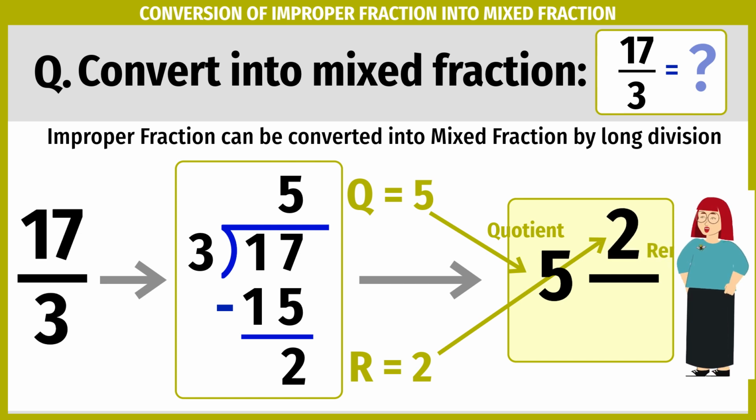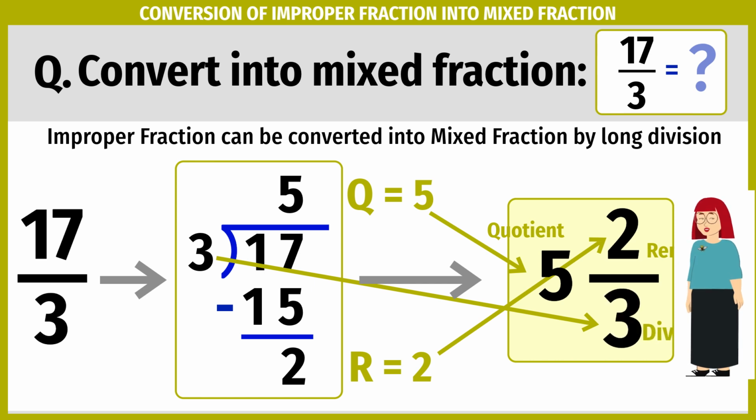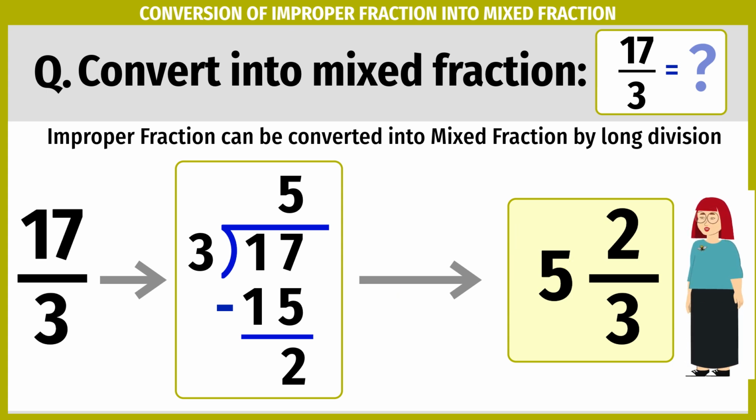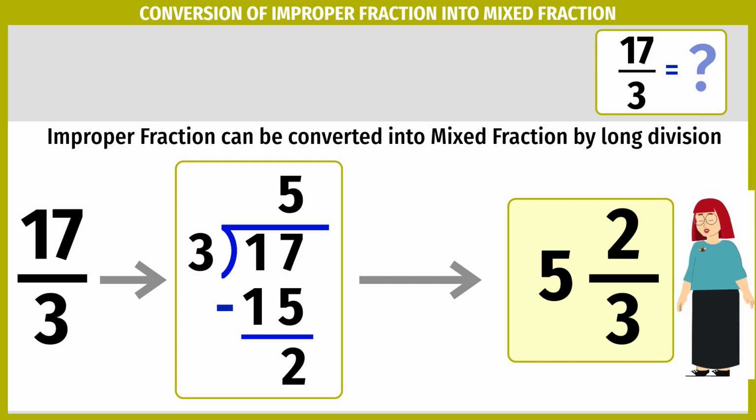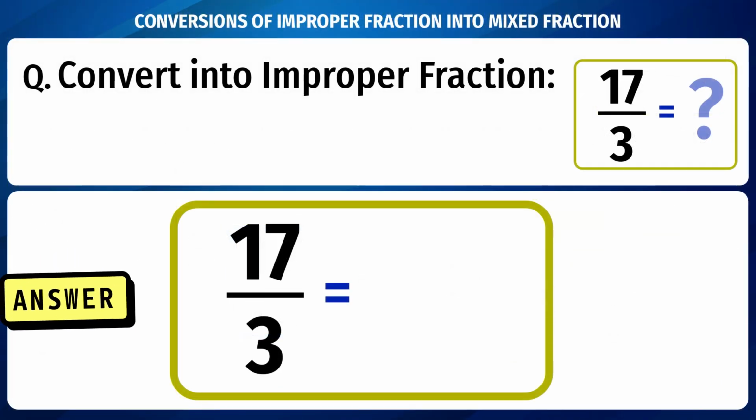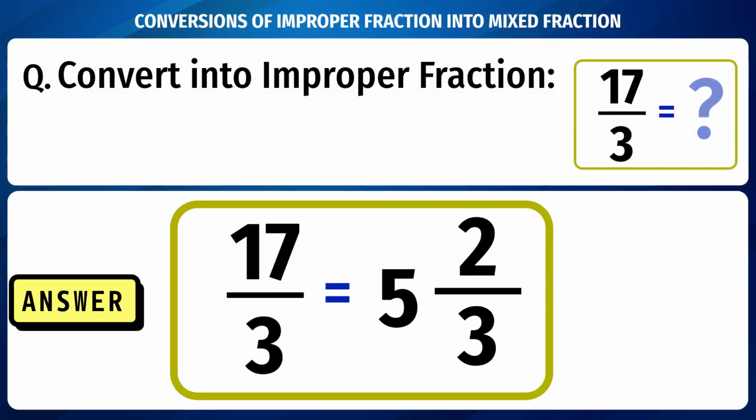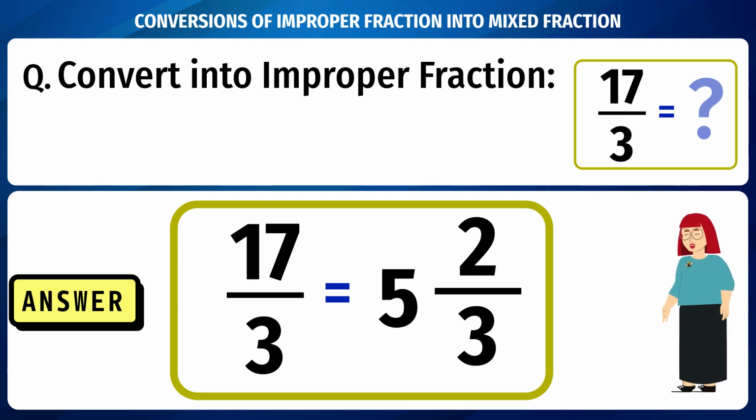The remainder becomes the numerator of the mixed fraction. And the divisor becomes the denominator of the mixed fraction. We get the mixed fraction 5, 2 by 3. 17 by 3, converted into a mixed fraction, equals 5, 2 by 3.